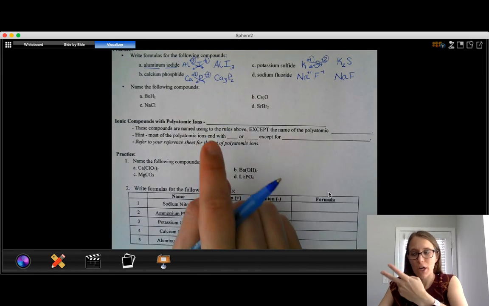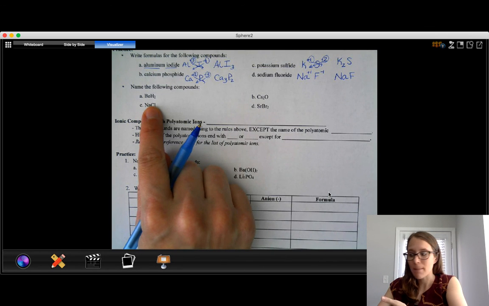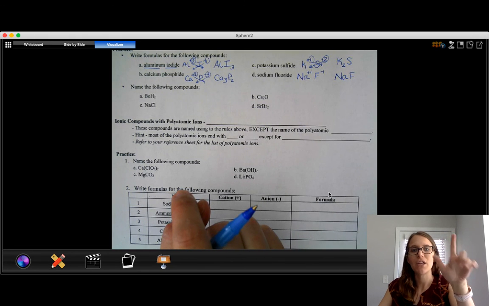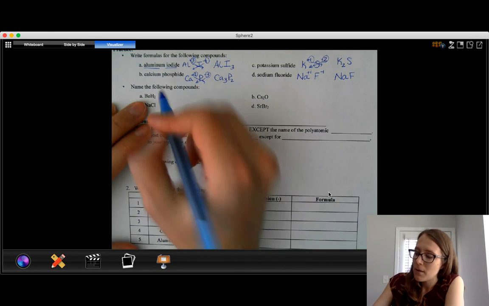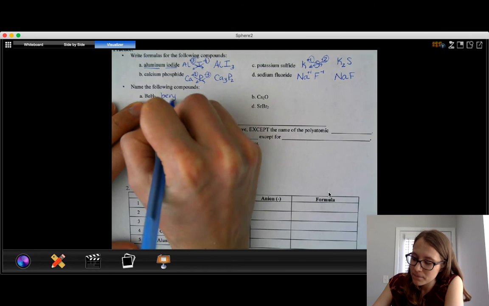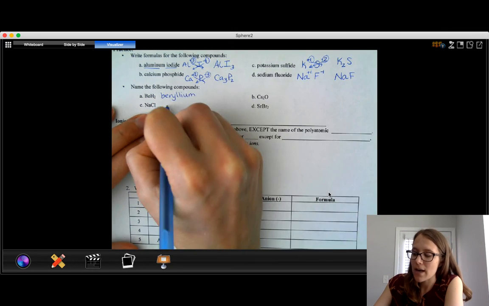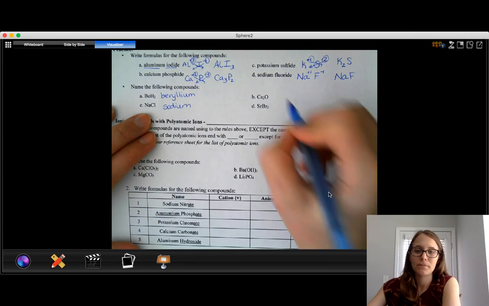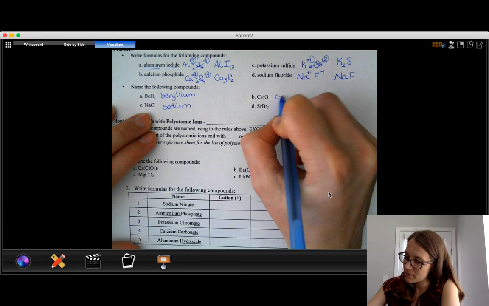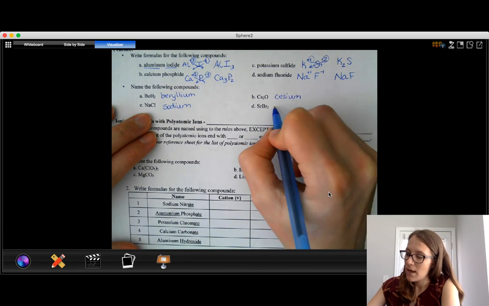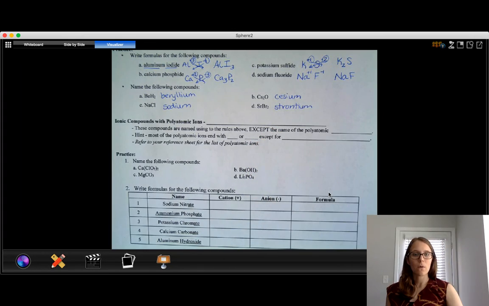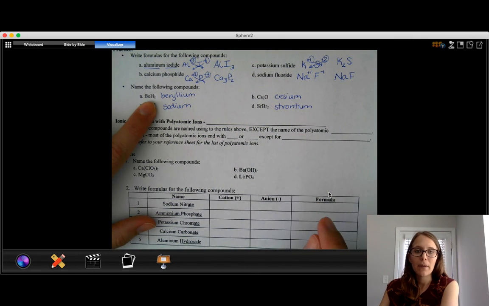If we wanted to go the other direction, we're given the formula and want to write the name. Remember our rules for naming. We name the first element, then we name the second element, changing the ending to ide. Be is the element beryllium. I'm going to name all the first elements: Na is sodium, Cs is cesium, and Sr is strontium. So name the first element. That part's pretty straightforward.